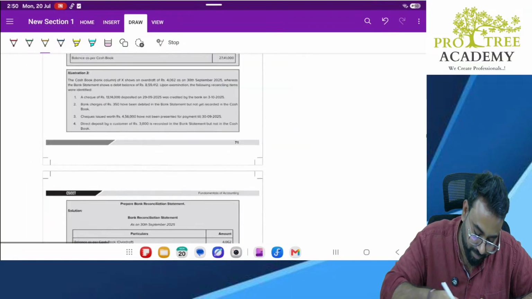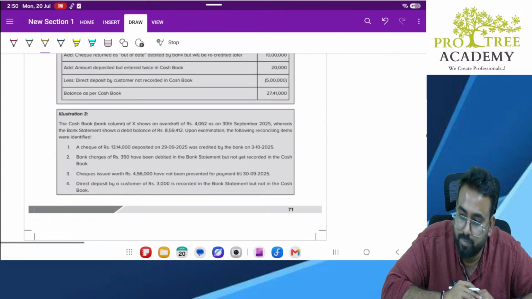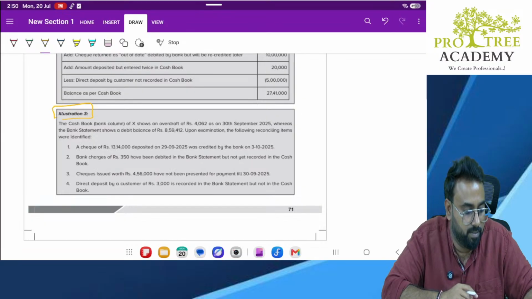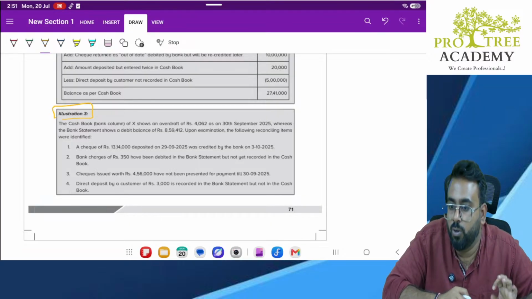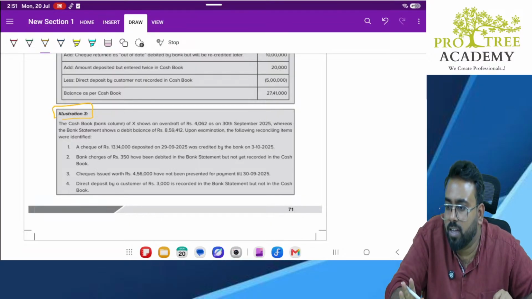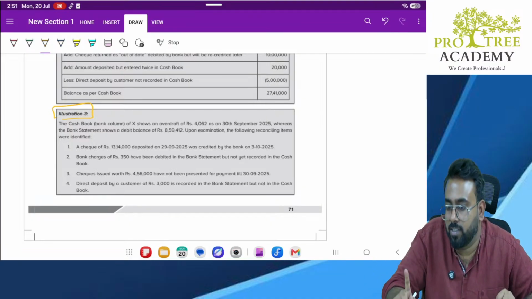Illustration number 3. Sir, no matter what, my request to you, don't by heart this chapter at all. No matter what. If you get doubt, there is a group of our academy, put your doubt. I will contact you, I will clear it without by heart.